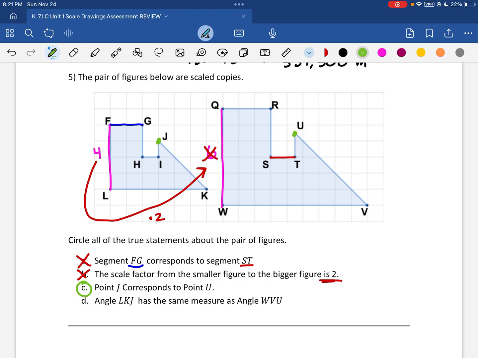And the last one, angle LKJ, L to K to J, has the same measure as angle WVU, W to V to U. And it looks like in both of those, I traced out the same angle. And remember, corresponding angles are congruent. They're the same. They don't change the angle measure. Segments would change, side lengths would change, distances would change, but angles do not. So if I were to pick this up and move it over, I can see that, yeah, indeed, that matches up. Those are the same angle, so I will be marking that as true. They have the same measure.